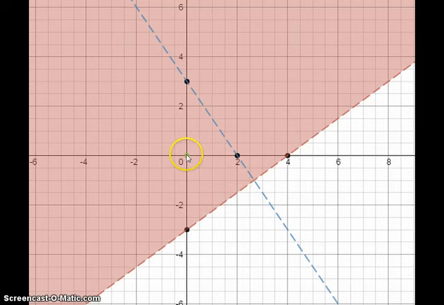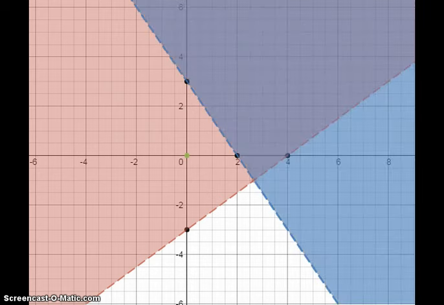So for my blue line, the point (0, 0) is not a solution, therefore our shaded side should be up and to the right of the blue line. So I'll go ahead and do that. There we go. And the solution of our system of inequalities is going to be the overlap, or the intersection, of the two shaded areas. So from this picture, the solution to the system of inequalities is this purple area.